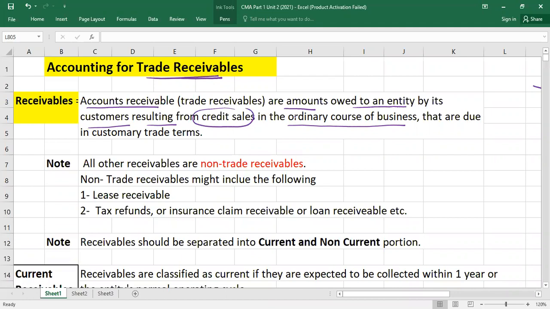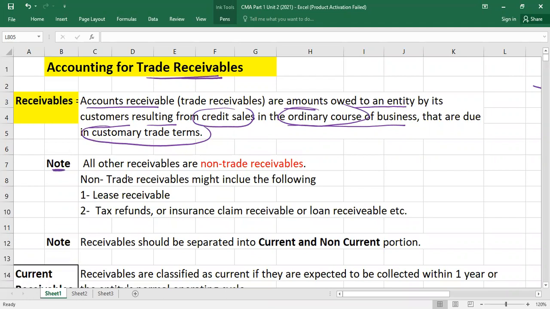So what is the ordinary course of business? It means if you are selling goods or providing services, due to the credit sale of those goods or services, you will receive the money in future. So that is your normal business. What are the customary trade terms? Some businesses might have credit terms of 30 days, where the customer will pay after 30 days. Some businesses might have credit terms of maybe 90 days, maybe 60 days. So these are called customary trade terms.